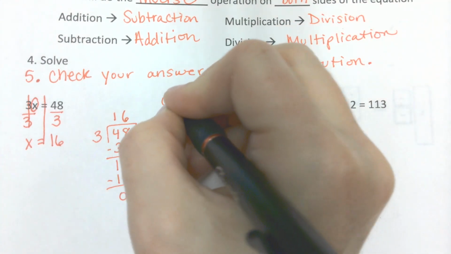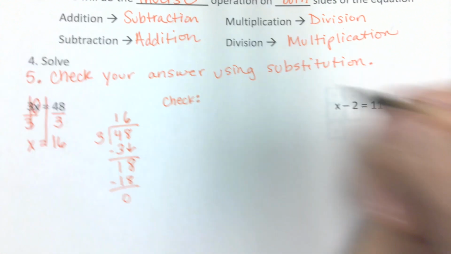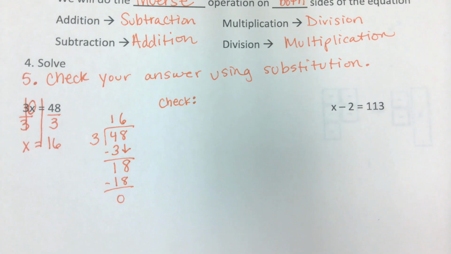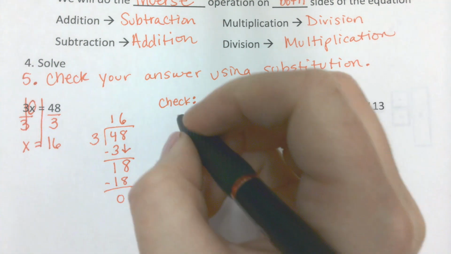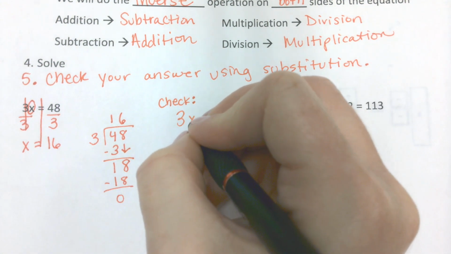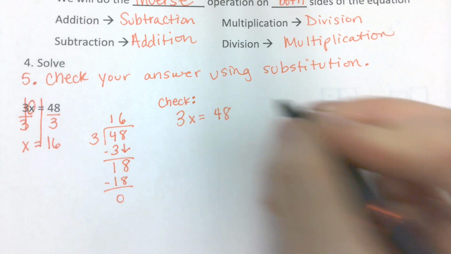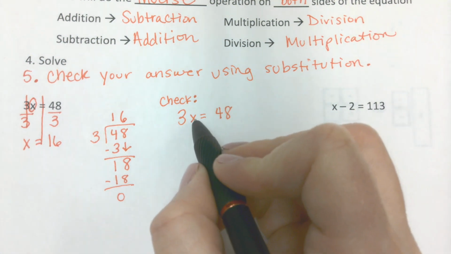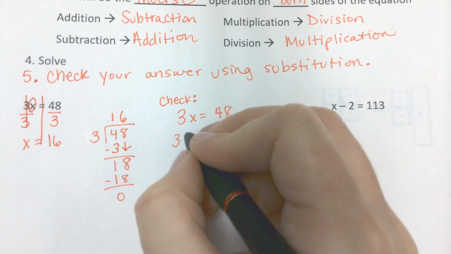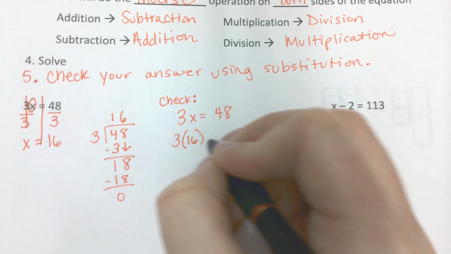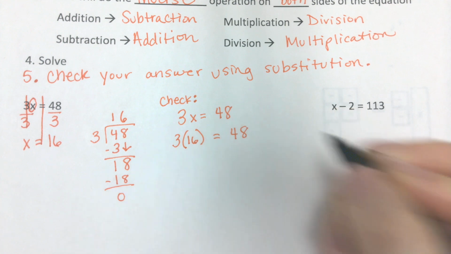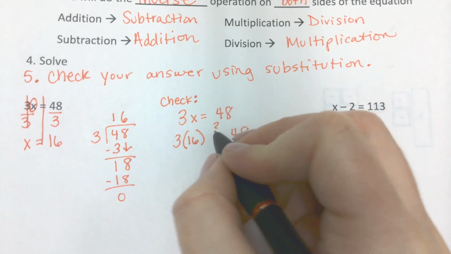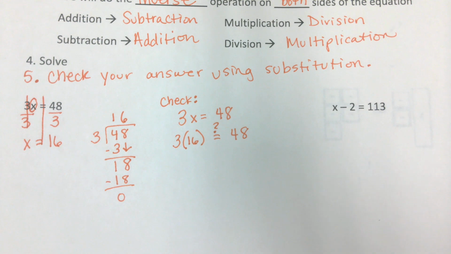So I'm going to write the word check over here. I'm going to write the original problem, 3x equals 48. So I know that has to be true. But what I don't know is true yet is x is 16, because I'm checking it to make sure it's true. So we're going to substitute in 16. So 3, I'm going to put in parentheses every time I substitute it in. But I don't know for sure that this is the answer. So I am putting a question mark there.